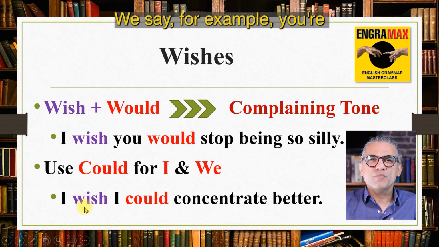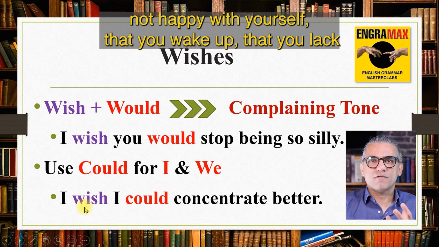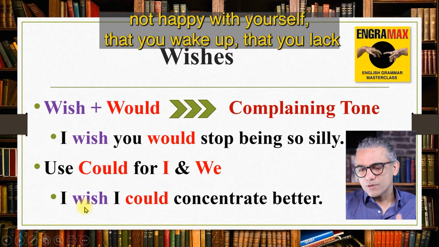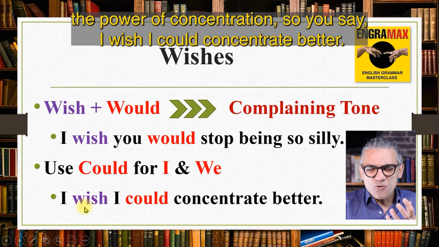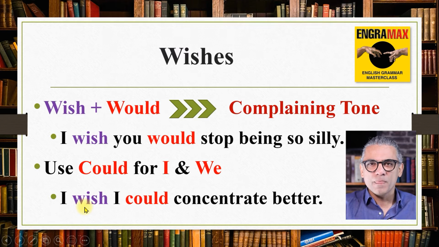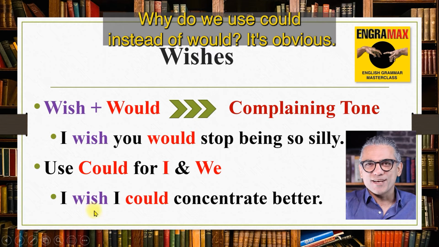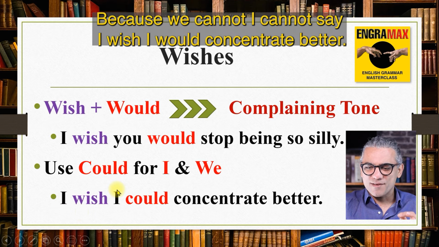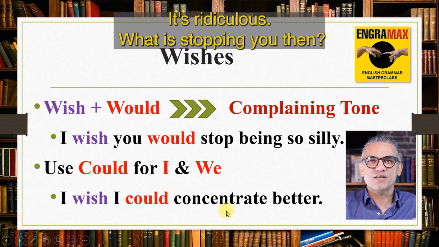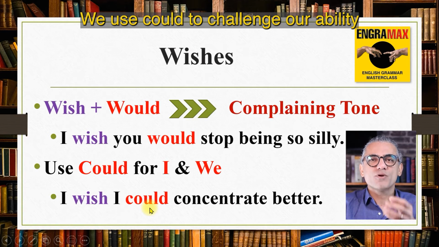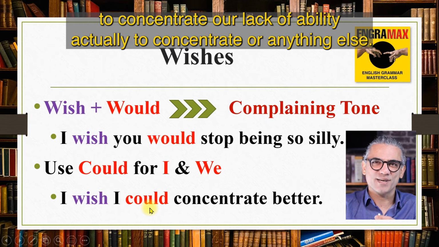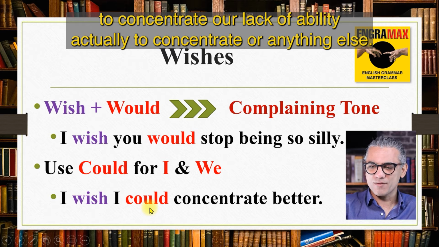We say, for example, you are not happy with yourself, that you wake up, that you lack the power of concentration. So you say, I wish I could concentrate better. Why do we use could instead of would? It's obvious, because I cannot say, I wish I would concentrate better. It's ridiculous. What is stopping you then? We use could to challenge our ability to concentrate, our lack of ability actually to concentrate or anything else.